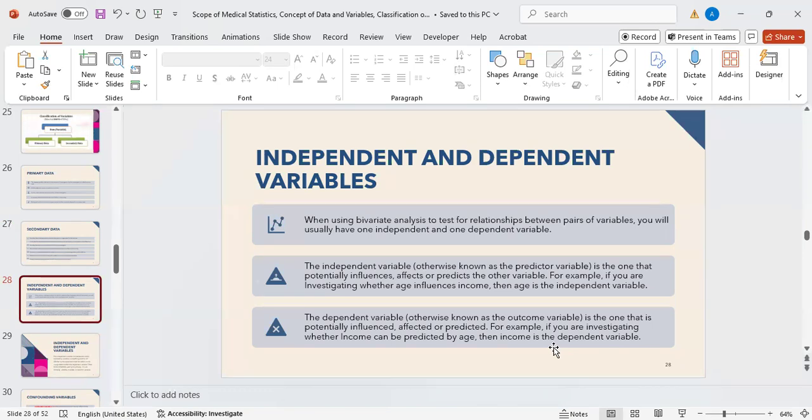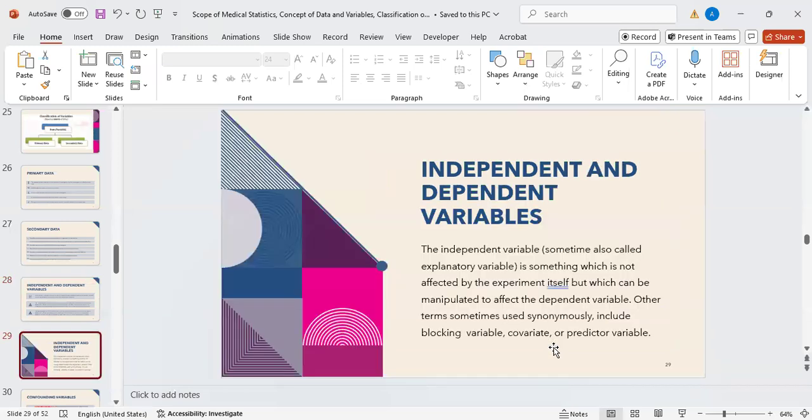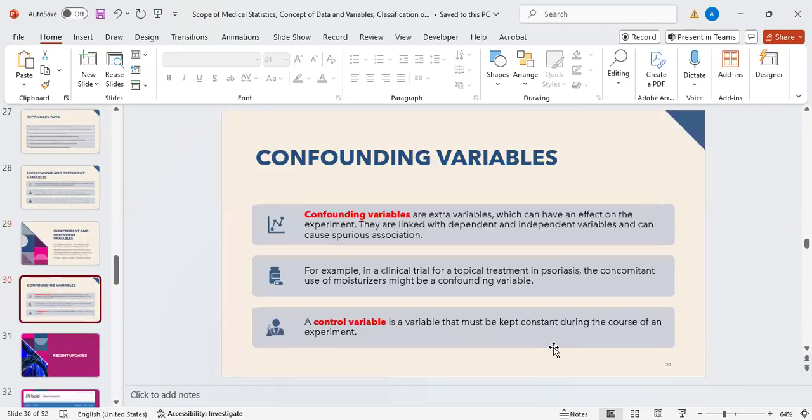The dependent variable, otherwise known as the outcome variable, is the one that is potentially influenced, affected, or predicted. For example, if you are investigating whether income can be predicted by age, then income is the dependent variable. Independent and dependent variable. The independent variable, sometimes also called the explanatory variable, is something which is not affected by the experiment itself, but which can be manipulated or affect the dependent variable. Other terms sometimes used synonymously include blocking variable, covariate, and predictor variable.